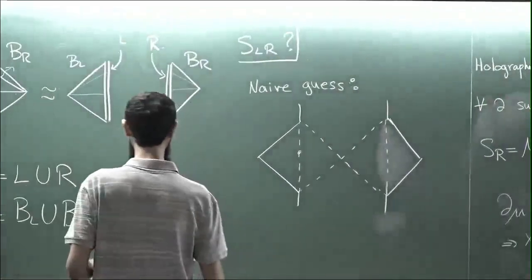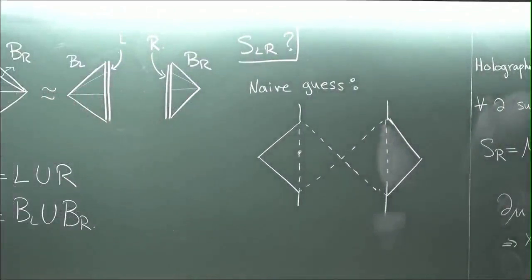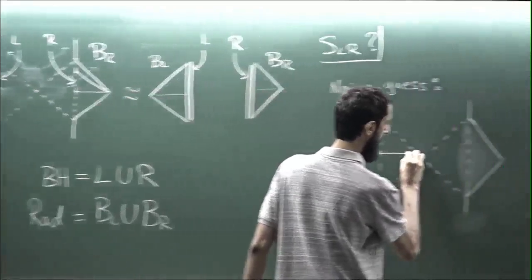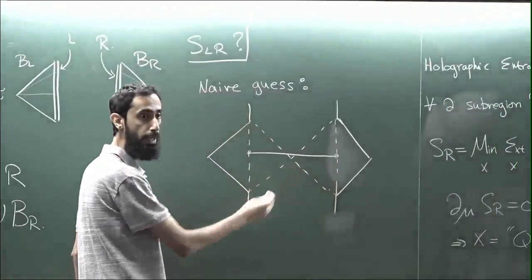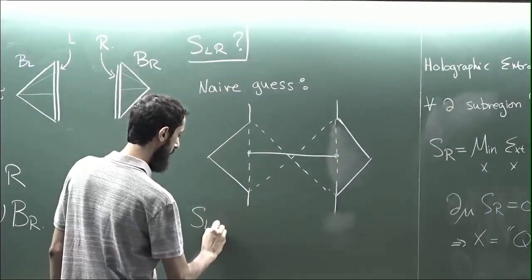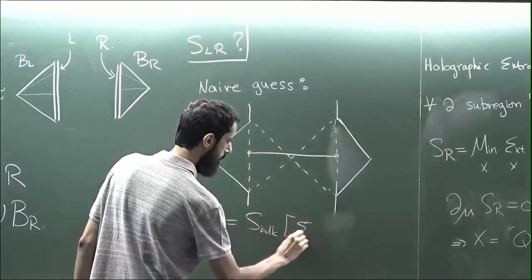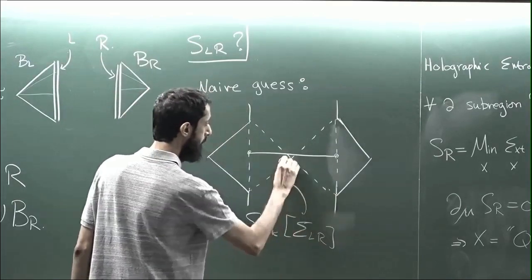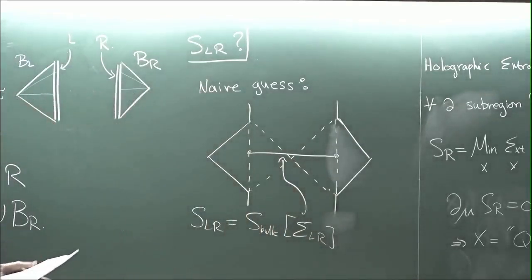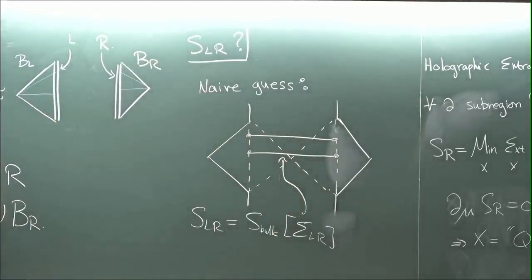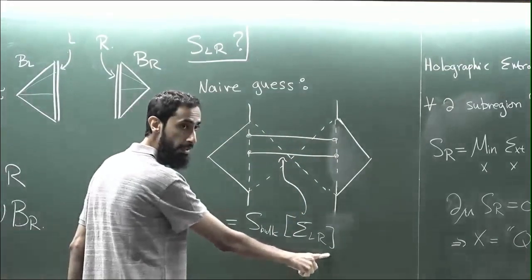Okay, so now let's compute the entropy of LR. There's a naive guess, which is to say, well, it's simply the entropy of a slice that cuts through the entire bulk and ends on the two boundaries. So one guess is that S_LR is equal to the bulk entanglement entropy of the surface LR. And it's the same thing for all time. Just keep going.